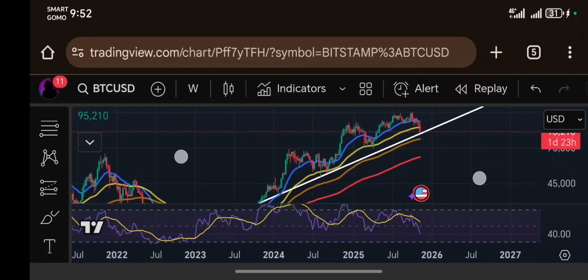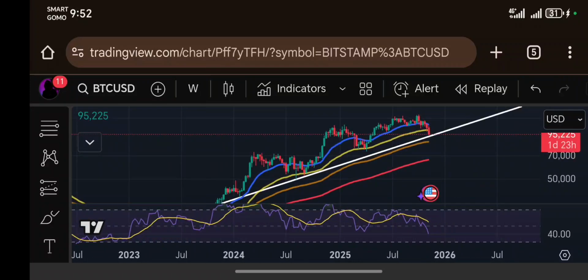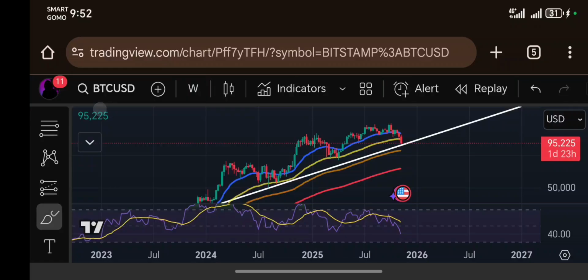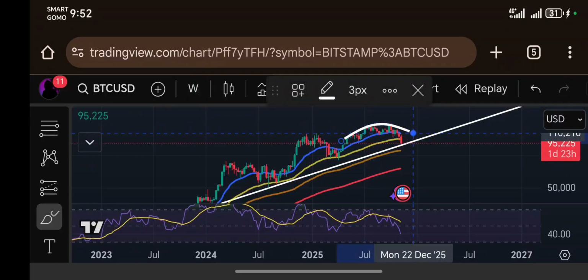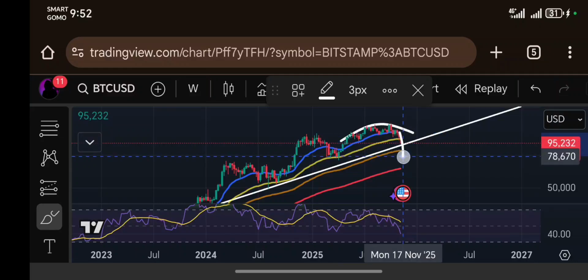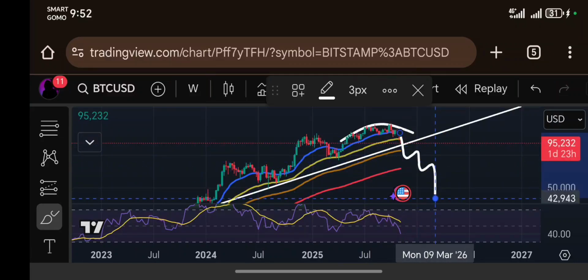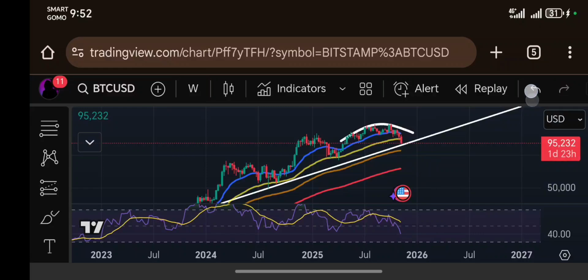So I'm not turning bullish here, guys. I'm not turning bullish here. Because this is a rounded top. It could be your distribution phase. It's gonna come back down to these regions here. Okay.